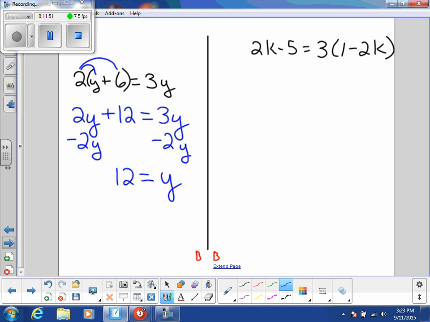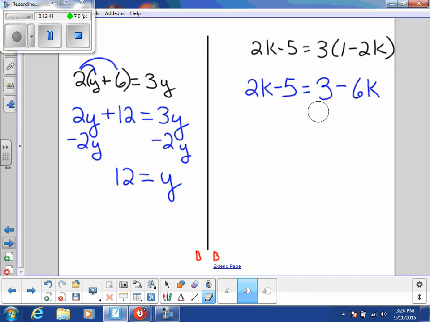All right, we'll do one more. And since there's nothing to do on the left, I don't see any like terms on the left, I'm just going to bring that part down and then look at the right. I see 3 outside a set of parentheses. There's nothing to combine or simplify inside the parentheses. So I'll apply the distributive property. Now, I just think of this as multiplying a positive 3 times a positive 1. That's why I get a positive 3 right here. And the minus sign in between, if I'm multiplying positive times negative, I'm going to get a negative. 3 times 2k is 6k. So the right side of the equals is 3 minus 6k.